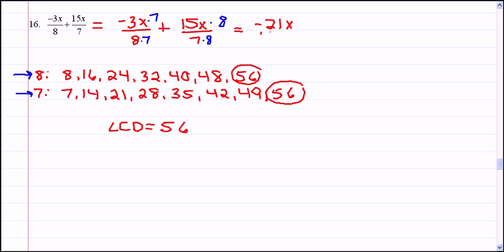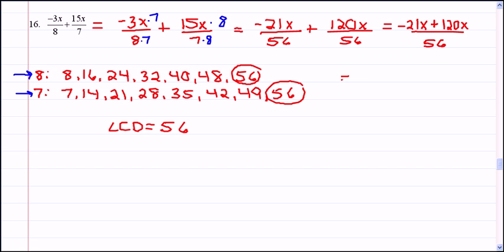So I have negative 21x over 56 plus 8 times 15 is 120x over 56. And if I add negative 21x plus 120x, I get 99x. And 99 and 56 do not reduce, so this is your final answer.